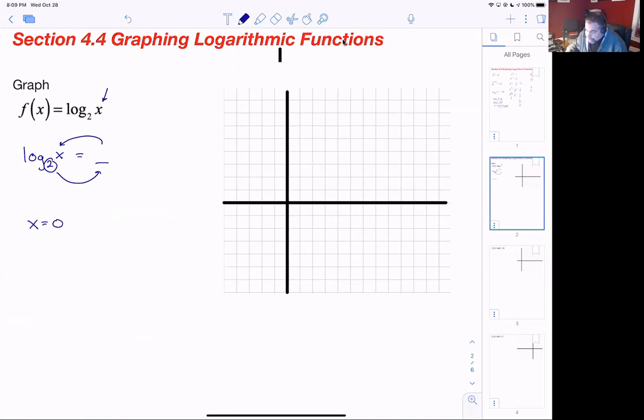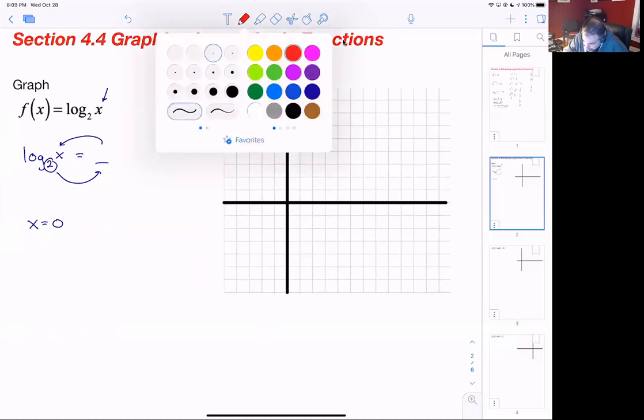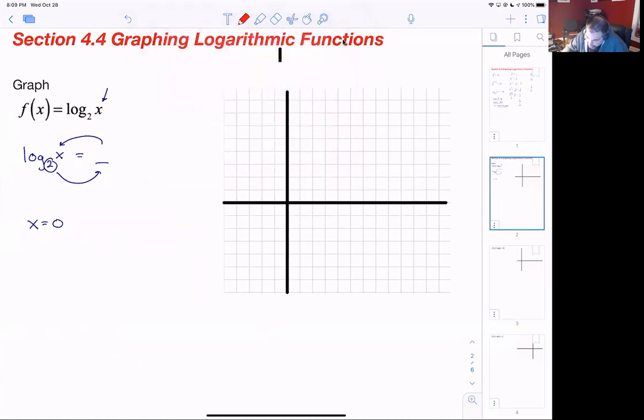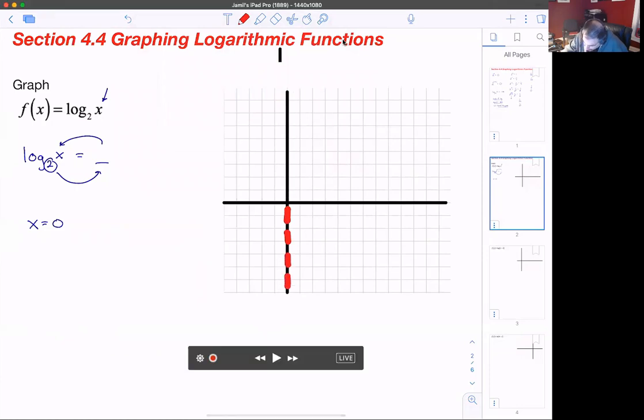That's pretty straightforward. What that means for us is that we're going to have a vertical asymptote at x equals 0. So I'm just going to draw that right now. That's going to be at the y-axis. So x equals 0 is the y-axis. We're going to have a vertical asymptote right here along the y-axis.